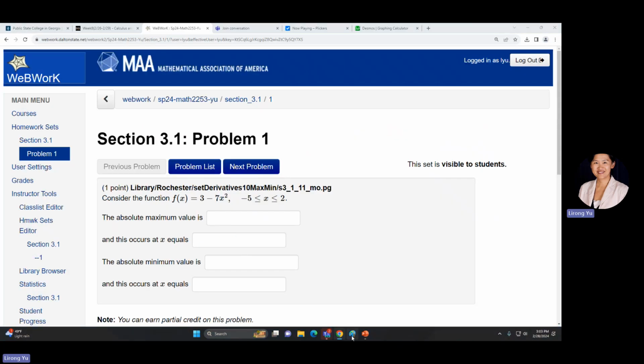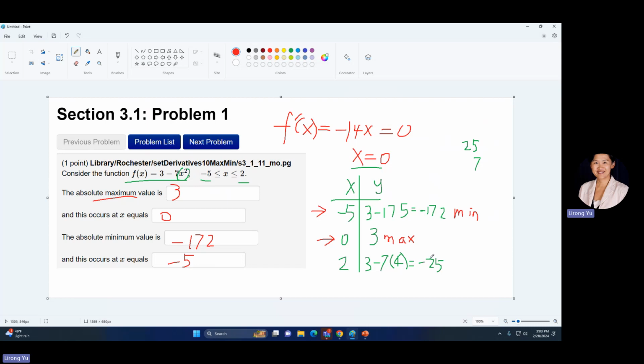Okay, I have a question about the first part. How did you get the negative 14x? It's the power rule, right? We're finding the derivative. 3 has derivative 0, and 2 times the -7 is -14x. Okay, sorry, I just missed that part. Yeah, that makes sense.